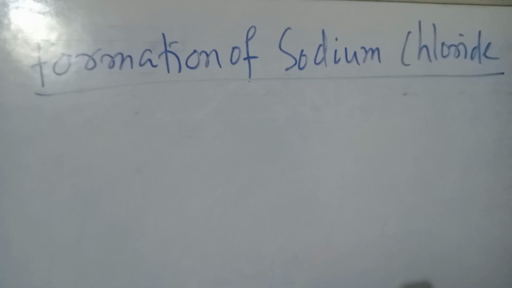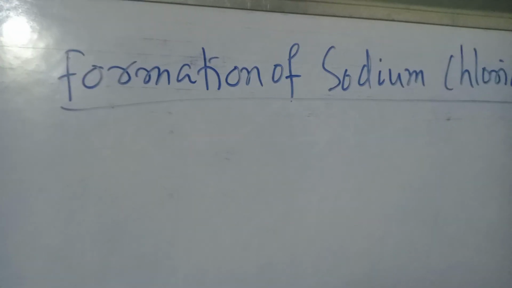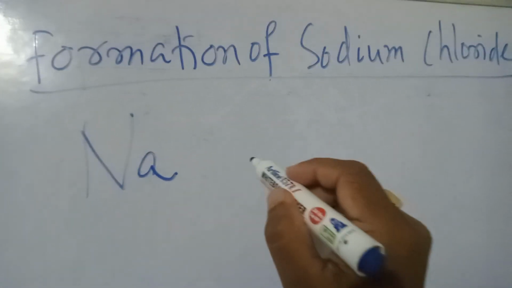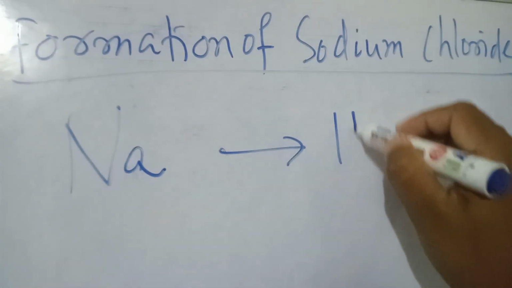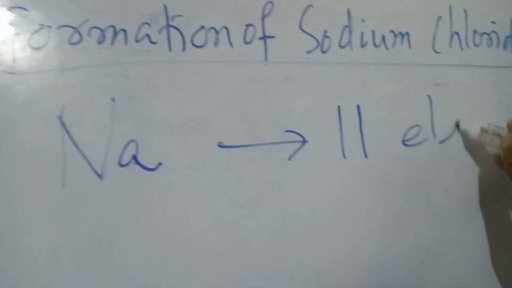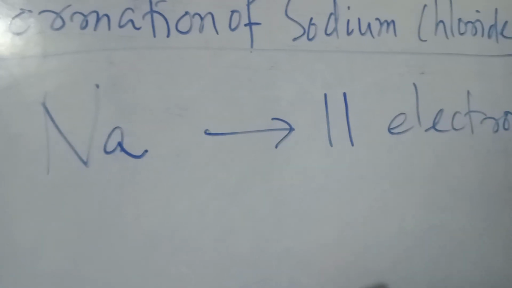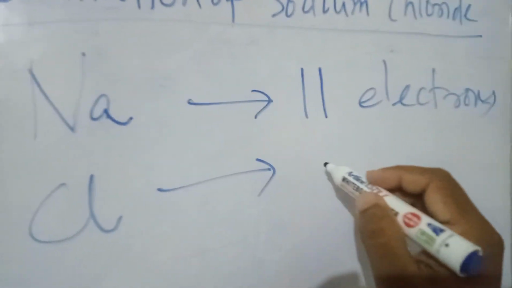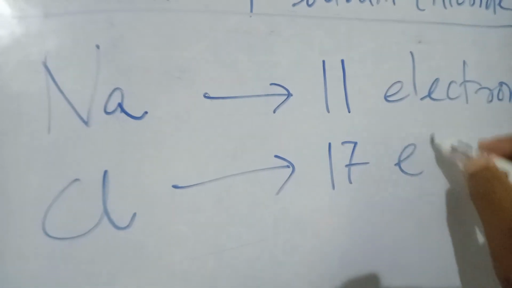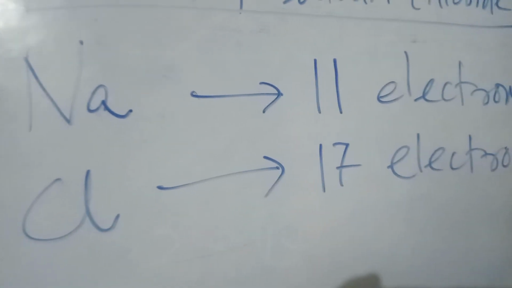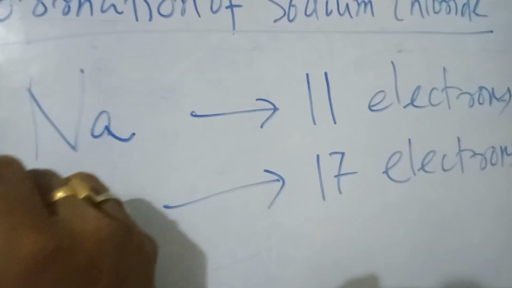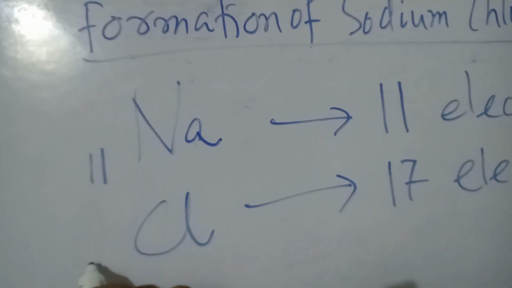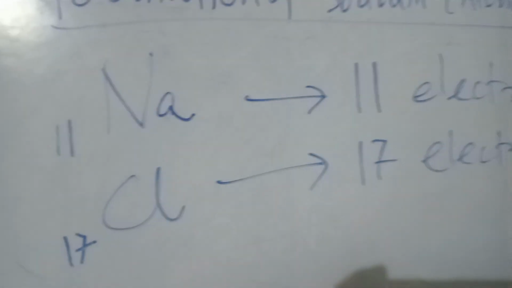Formation of sodium chloride. We know that sodium is having 11 electrons. Chlorine is having 17 electrons. As we know, sodium is having atomic number 11 and chlorine is having atomic number 17.